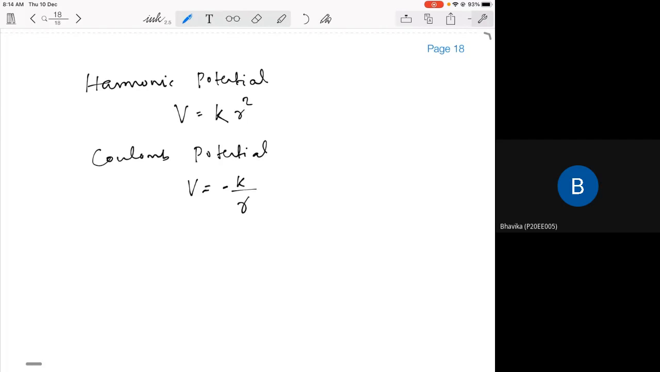You can then solve your Schrodinger equation using spherical polar coordinates, r, theta, and phi, but both will have different energy eigenvalues. All those exercises, I think the students in physics have already done. So what is the energy eigenvalue for this harmonic oscillator, or harmonic potential?